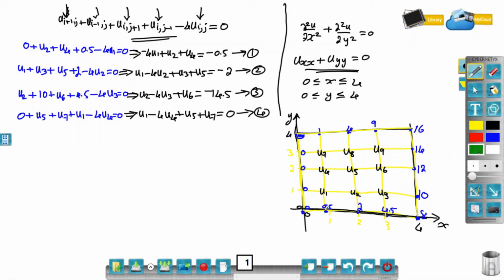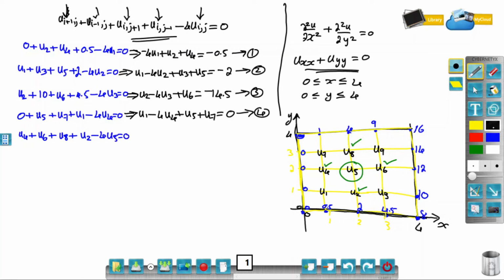Okay. So now consider U5 as the current point. If you are taking U5 as the current point, then U4 is the left point, U6 is the right point, U8 is the top point, U2 is the bottom point. So what we have? After applying standard 5-point formula, we have U4 left point plus right point is U6 plus top point is U8 plus bottom point is U2 minus 4 into current point is U5 equal to 0.